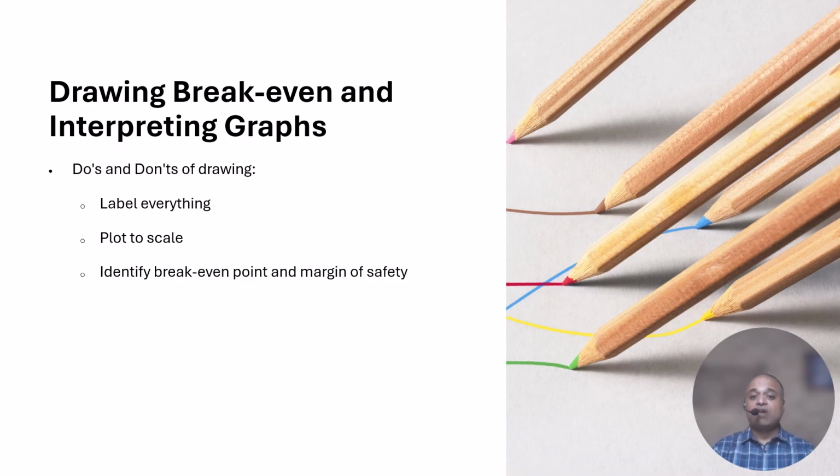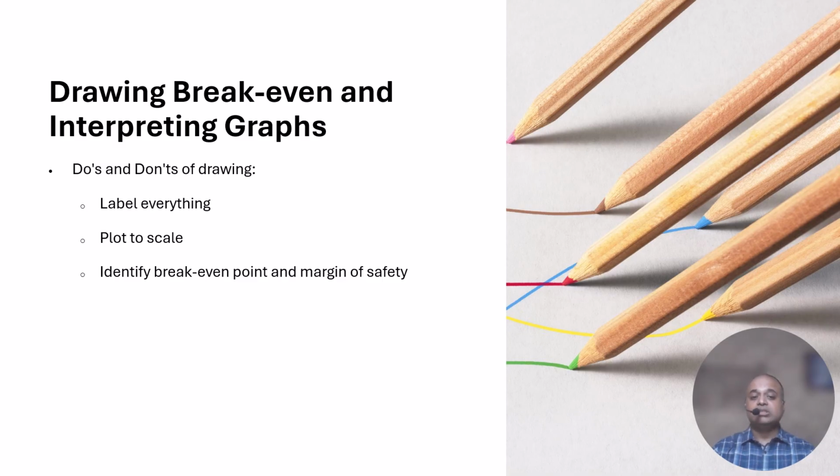Let's talk about graph-based questions, a section where many students lose easy marks just because of careless presentation. But with a little attention to detail, you can lock in full marks here every time. Most common graph in paper 2, break-even charts. Here's how to nail them. Label everything. Your axes should be clearly marked. Quantity on the x-axis, costs and revenues on the y-axis.